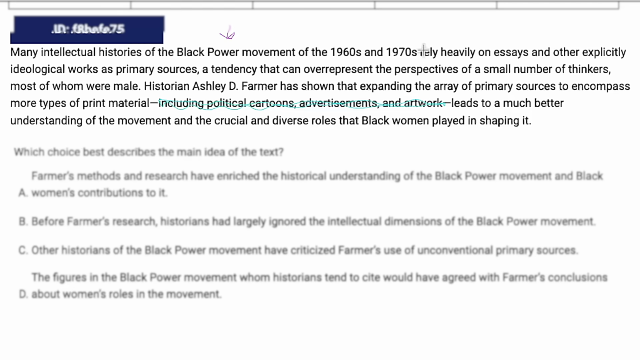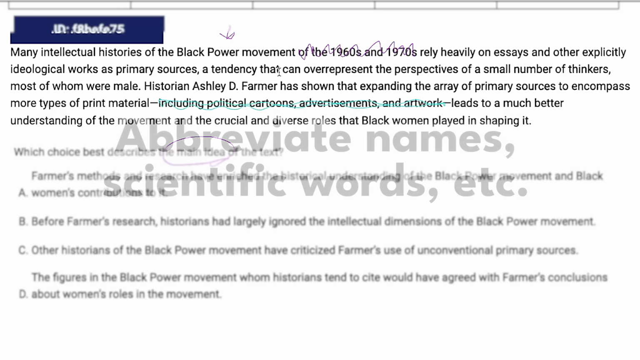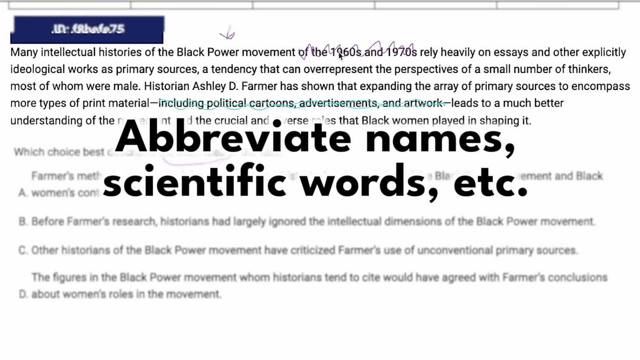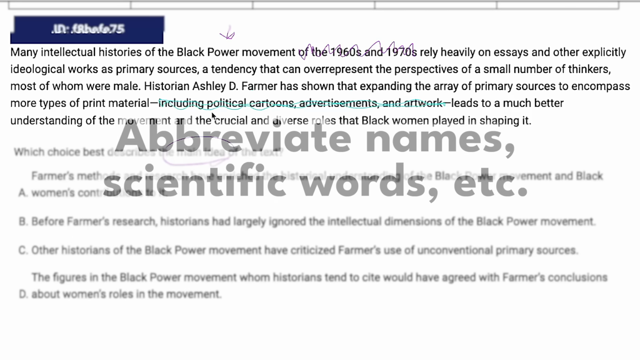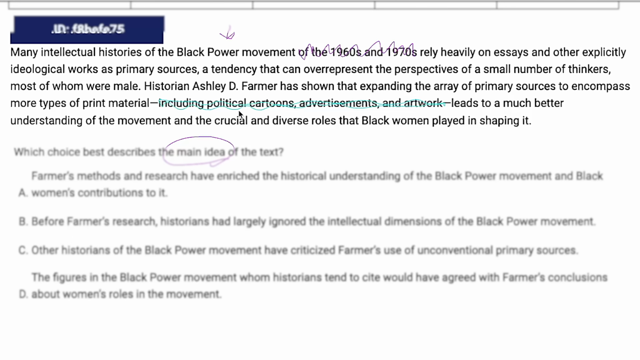But then when it starts to go into the actual dates, they don't matter if we're talking about main idea, so I would ignore that. Again, we had a prepositional phrase starting with "of." "Rely heavily on essays and other explicitly ideological works as primary resources, a tendency that can over-represent the perspectives of a small number of thinkers, most of whom were male." This historian, and speaking of fluff, I don't care about the names per se. If I just think of it as "this historian" or maybe just like Ashley or whatever, that helps me to focus more on main ideas. I would consider those names to be fluff in a sense.